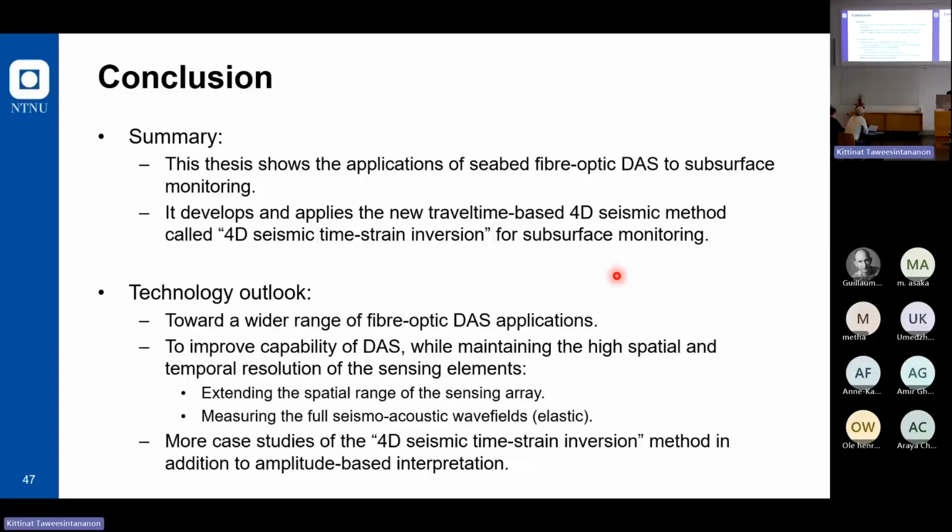Conclusion: this work already has two parts, as I have shown. The first part is fiber optic DAS application. And the second part, I developed the technique called 4D seismic time strain inversion. The outlook for this research is that I think we will see more fiber optic DAS applications, especially for seabed cable, and more case studies of 4D seismic time strain inversion should be expected in addition to amplitude-based interpretation.